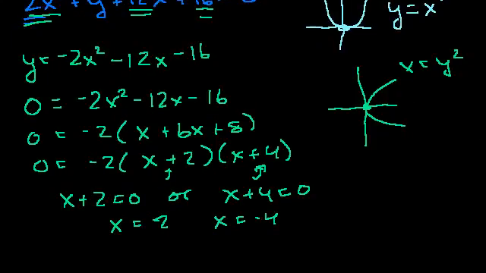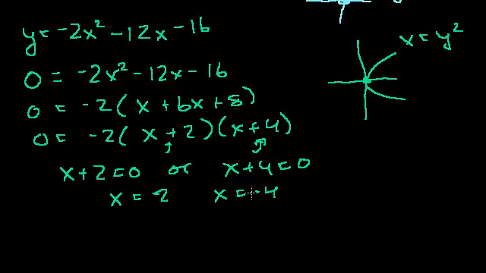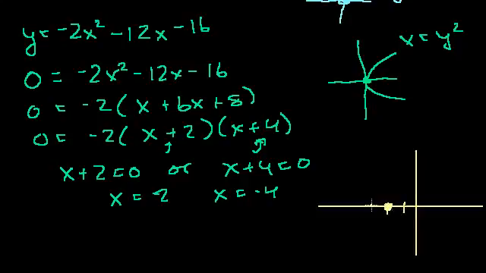So we immediately know one thing about this parabola, and you've probably already done this in your algebra class: if we were to draw the x-axis, it intersects the x-axis at minus 2 and at minus 4. That's all we know about this right now.